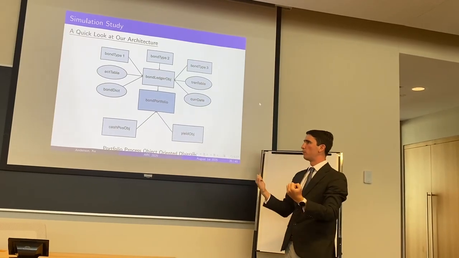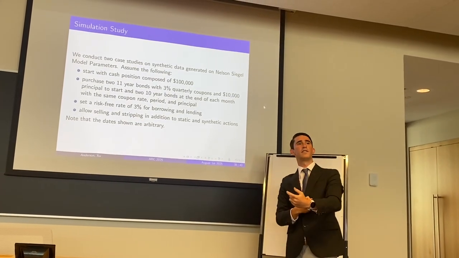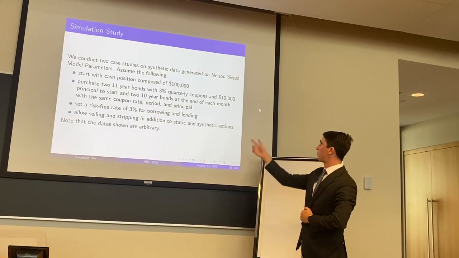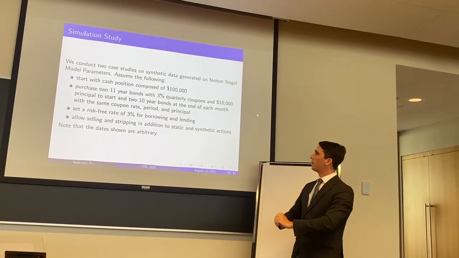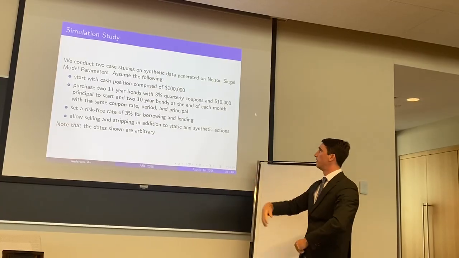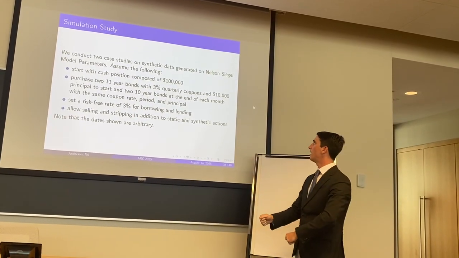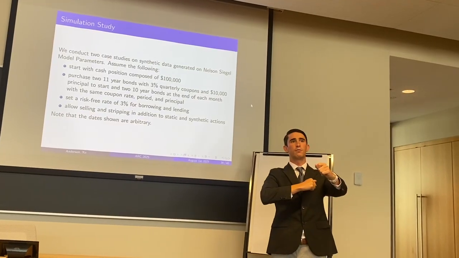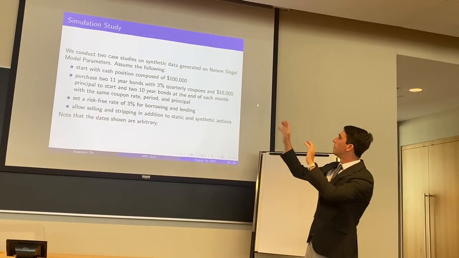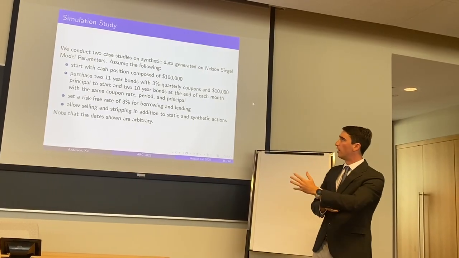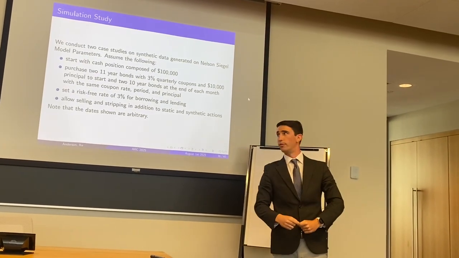So let's move on to our simulation study. We're adding some more conditions as part of the simulation study. Start off with $100,000. You begin with two 10-year bonds that have 3% quarterly coupons and $10,000 principal, and then roughly every 30 days, I did this at the end of every month, you choose to buy two more 10-year bonds with the same coupon rate, period, and principal.